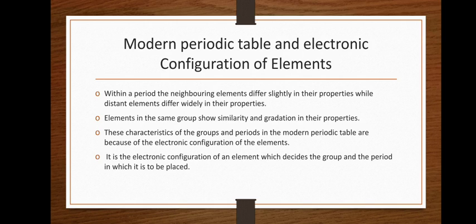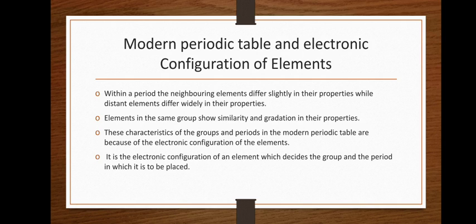So within a period, the neighboring elements, now how many periods are there? 7, right? Within a period, the neighboring elements differ slightly in their properties, while distant elements differ widely in their properties. For example, if you consider the second period, correct? So lithium, beryllium, boron, carbon, nitrogen, oxygen, fluorine and neon. These are the elements in the second period.